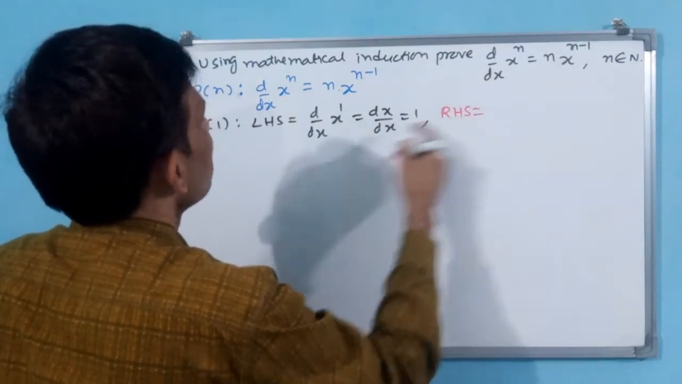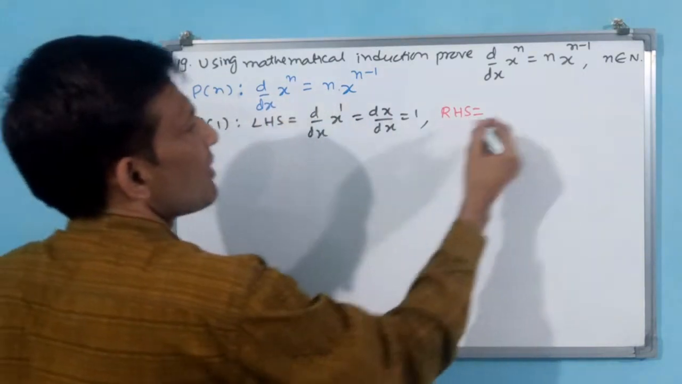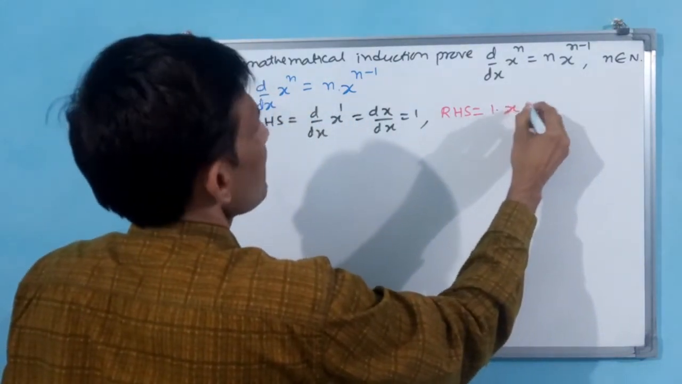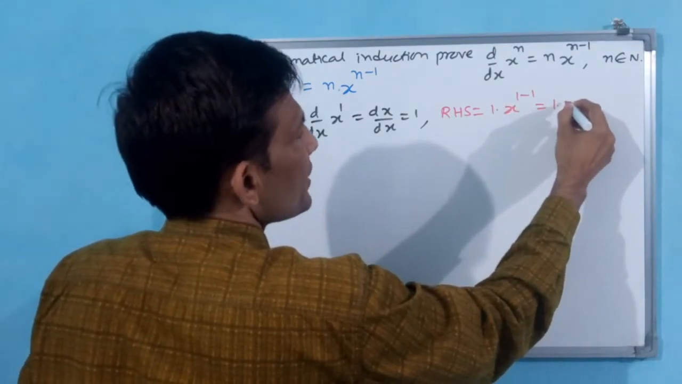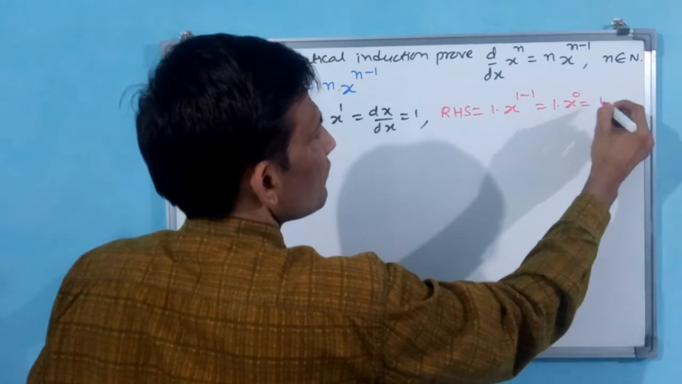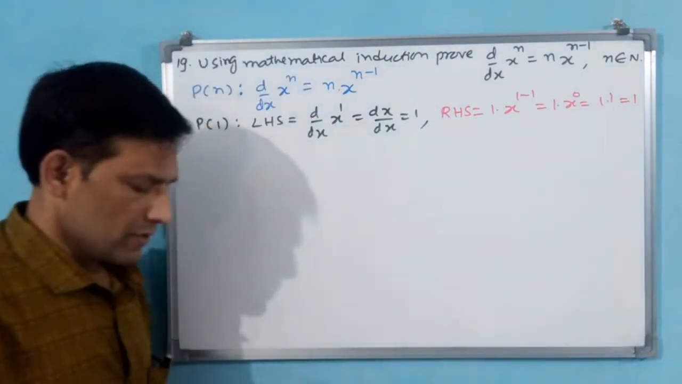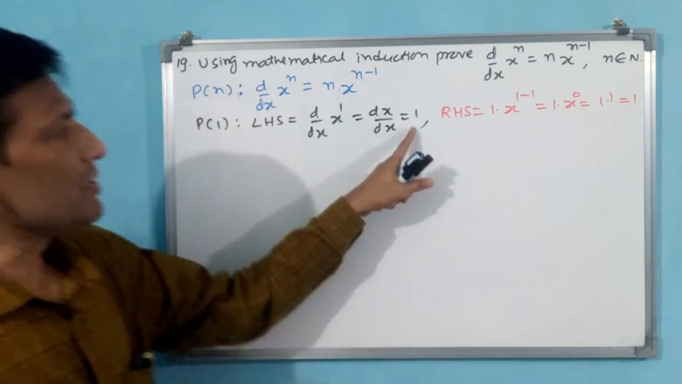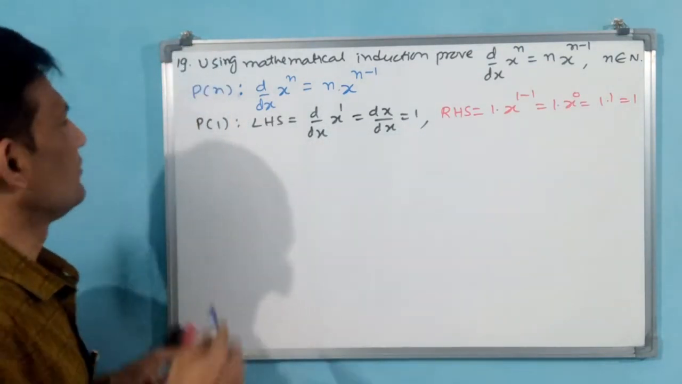RHS is equal to, see, when n is there, n. When 1 is there, 1 into x power 1 minus 1, that is equal to 1 into x power 0, that is equal to 1. Actually 1 into 1, that is equal to 1. Okay. Now you tell me this is 1, this is 1. LHS is equal to RHS. Shall we write? Definitely we can write. Write down.